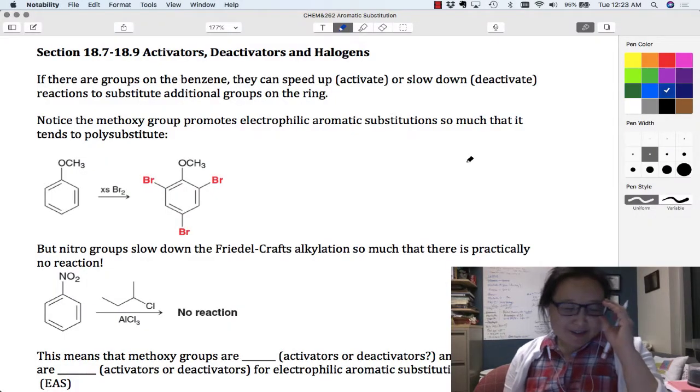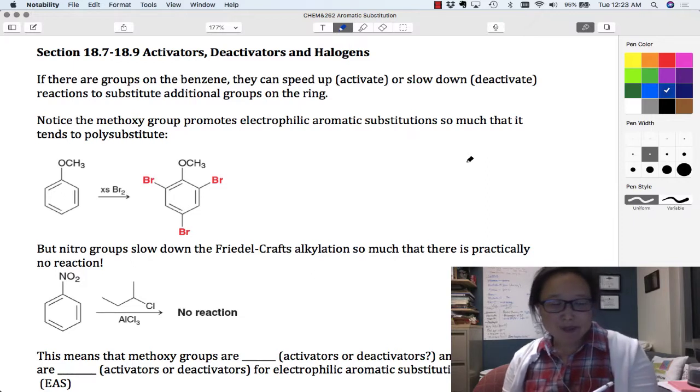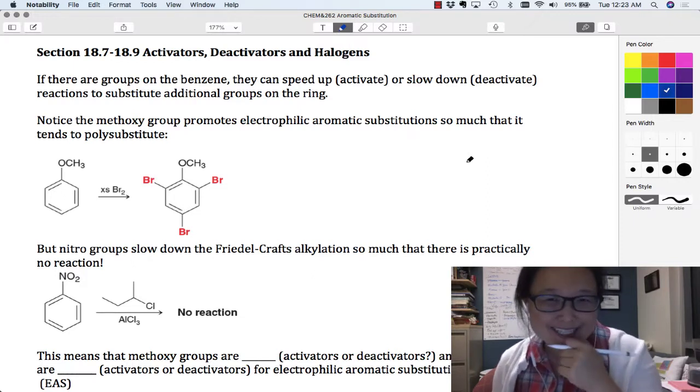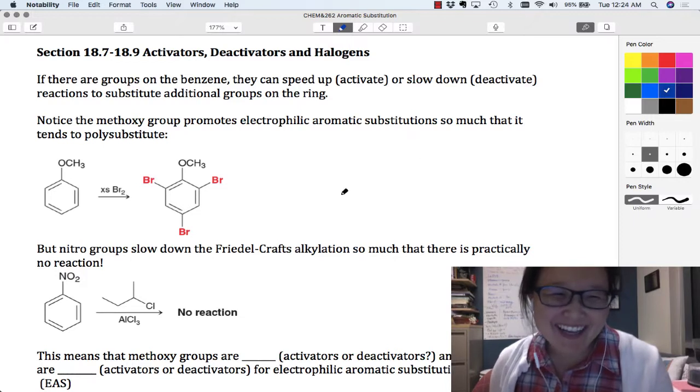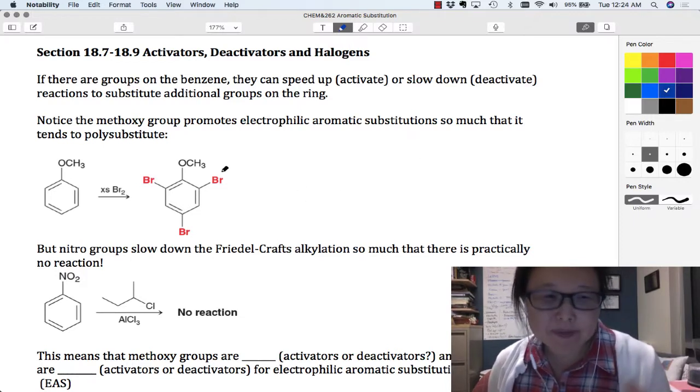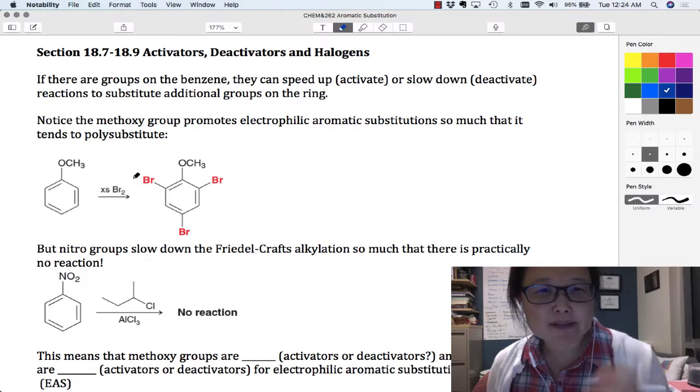All right, guys, so once we have these substituted benzenes, what do we do with them? Well, we end up doing more reactions, unfortunately. But they're not too bad. We're actually going to recycle them. The only difference is we need to know where on the ring these groups go. There are two concepts I'm going to walk you through: activators and deactivators, and then directors.